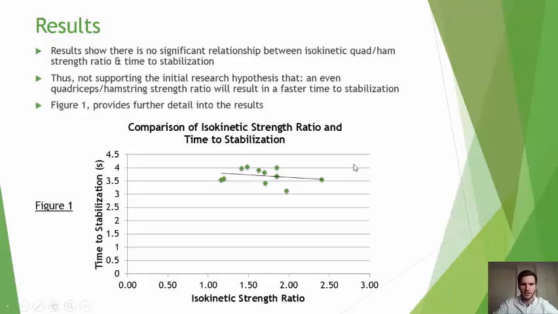So looking at the mouse here, we can see that our results fall in this general range up here. It can be seen that the strength ratio was about 1.6 or 1.8, aligning with the majority of the participants there, and it took about 3.5 to 4 seconds to stabilize. So our research hypothesis assumed that data would have fallen somewhere around this range here, meaning that the strength ratio would be closer to 1, therefore more even, and therefore lining up with a faster time to stabilization. However, that's the results that were found.